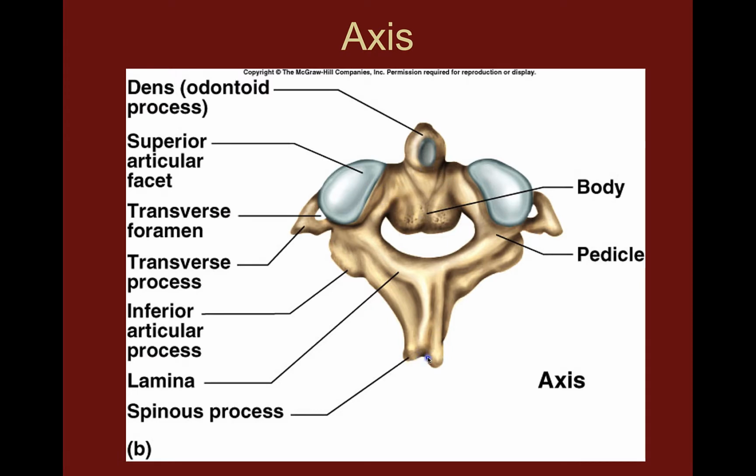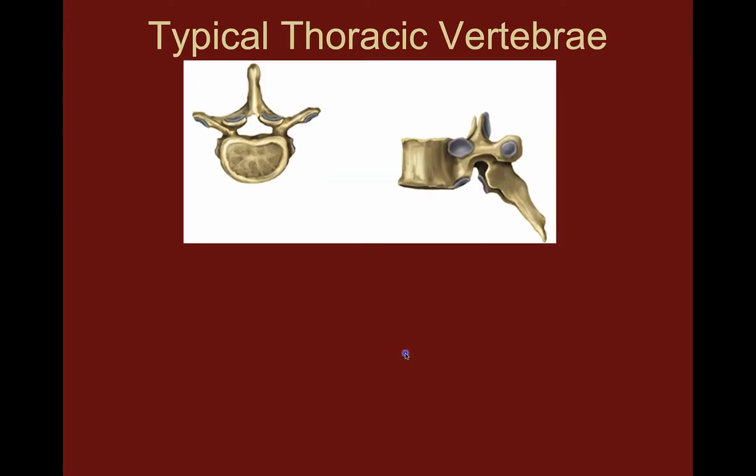And there's that bifid spinous process back here. Moving on into thoracic vertebrae. So here's that superior view and a lateral view. Some characteristics that we should look at and understand. No transverse foramen. That's great. You'll also notice once we get there that lumbar vertebrae also do not have transverse foramina.